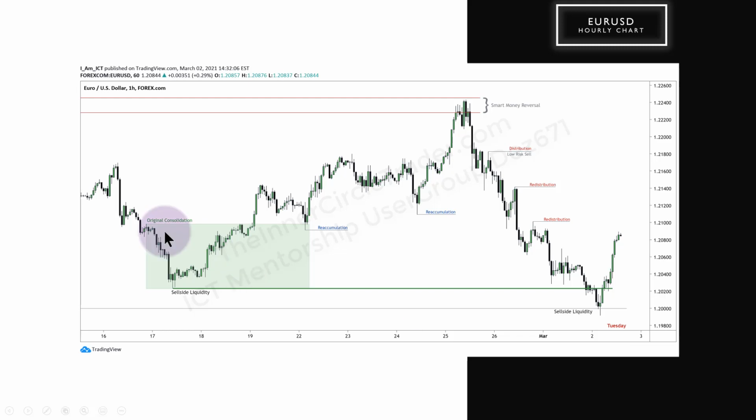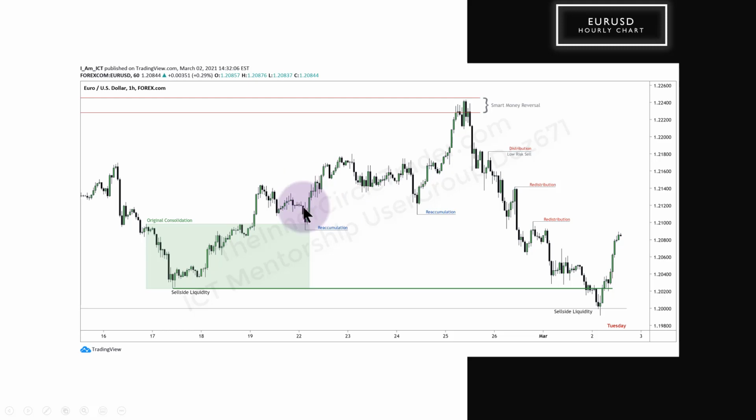We have an original consolidation. It runs up out of the consolidation, comes back down into it. Okay, this does not have to happen, but if it happens, great. If it doesn't, it doesn't matter. But this is a reaccumulation. What is reaccumulation? What's happening is smart money's buying down here, and then they're buying it in here, and then it drops back down, and they buy more of it here.